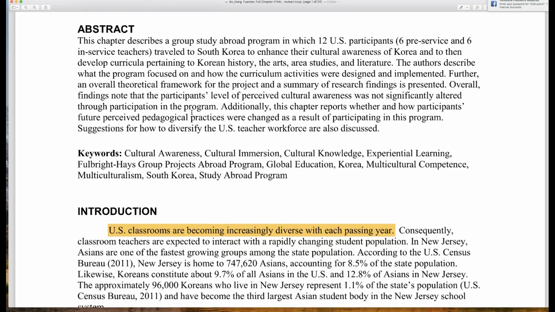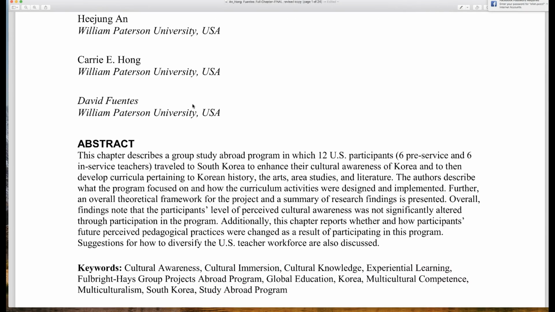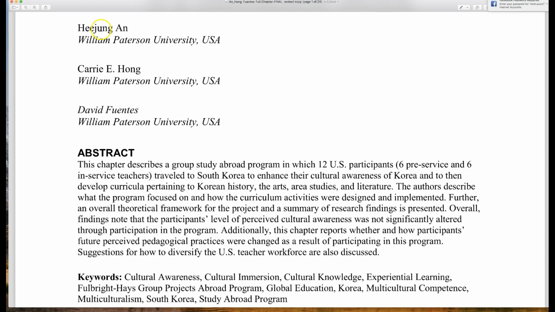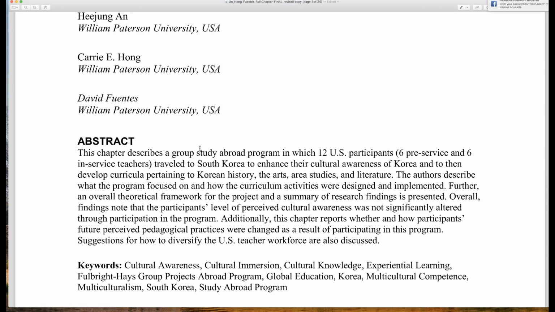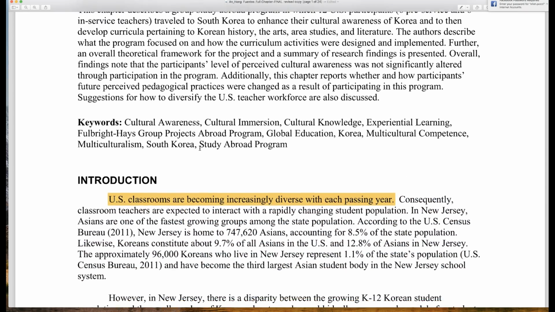So we talked about our Chapter 1, an introduction and an overview and statement of the problem. So this overview and introduction: U.S. classrooms are becoming increasingly diverse with each passing year. This abstract is actually about a group study abroad program which 3 professors, Dr. An, Dr. Hong, and Dr. Fuentes, all participated in, traveled to South Korea to enhance cultural awareness of Korea.